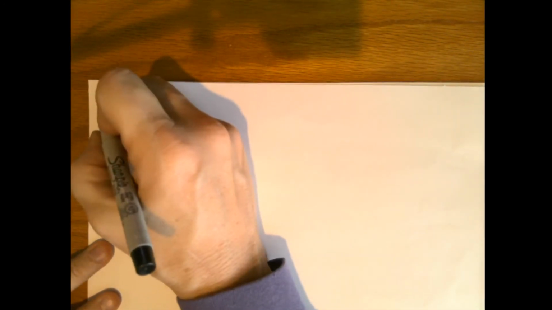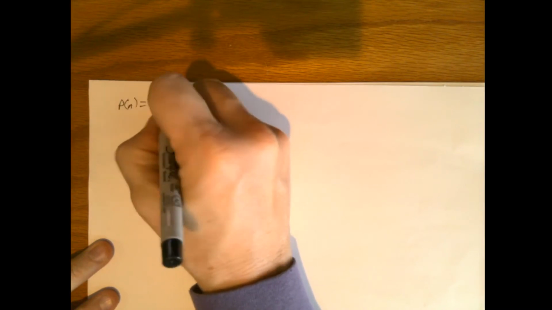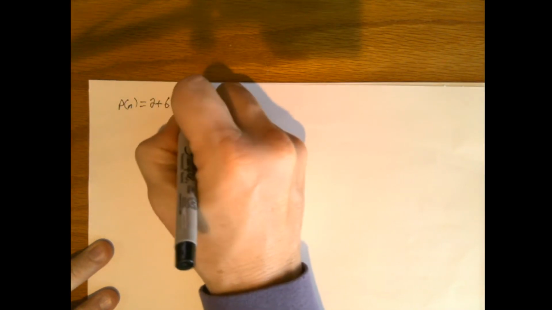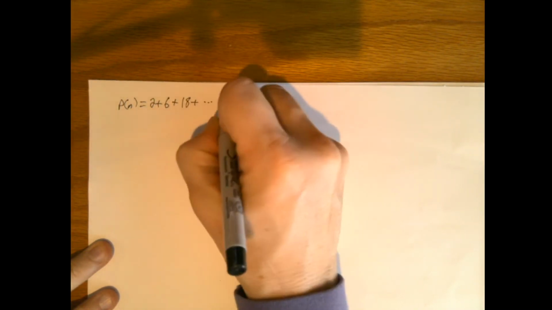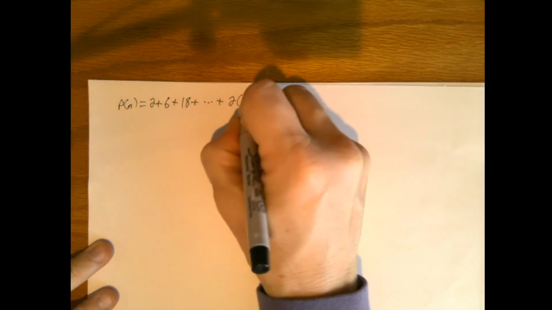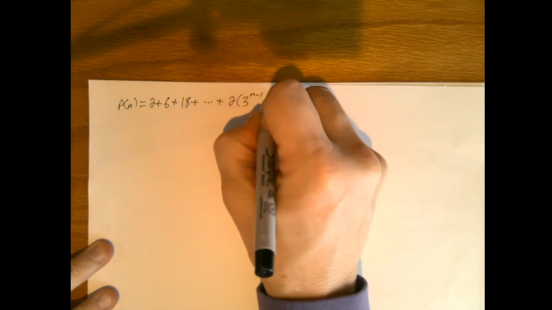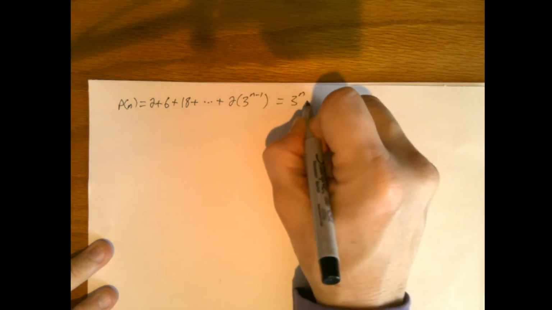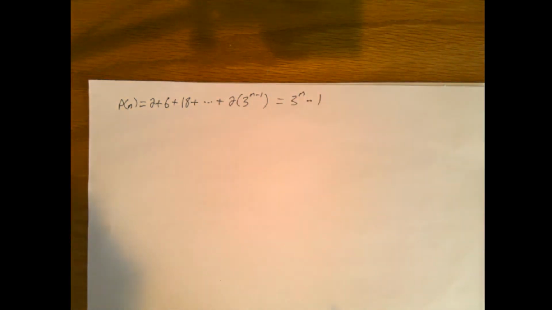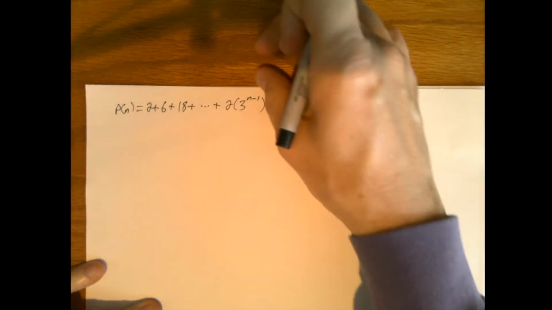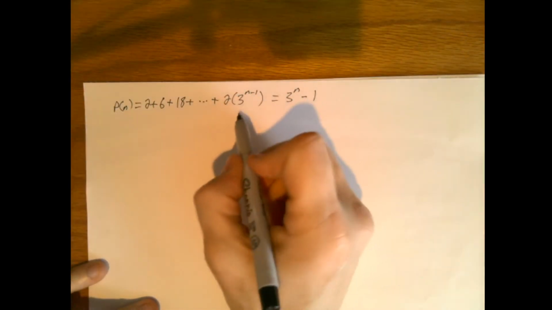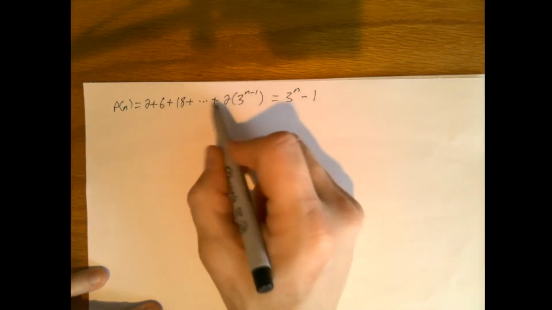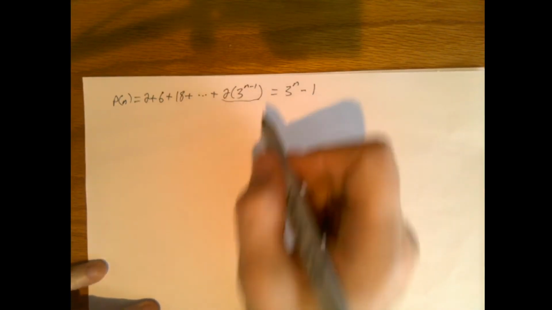About this one. P of n is equal to 2 plus 6 plus 18 plus dot dot dot plus 2 times 3 to the n minus 1 is equal to 3 to the nth power minus 1. Now, when you're working problems from books, as I've just demonstrated, they sort of give away the underlying pattern if I look down at this.